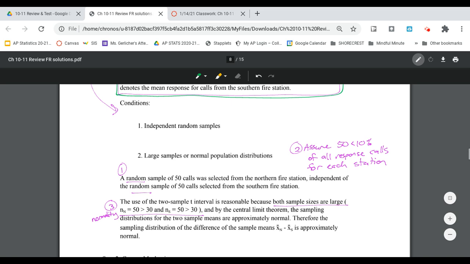For conditions, again, just like on the last one, they are grading as if you've learned this from any of the approved textbooks, and some of them don't really get into our second condition, but our book does, so I expect you to do that. So first condition, they did say that they were random. Second condition, we need to assume that 50 is less than 10% of all response calls for each station, so there's at least 500 response calls for each station. I don't actually know that, so I'm just going to say I'm assuming that. And then for normality, it is easy because we have big sample sizes, bigger than 30, so the central limit theorem kicks in.